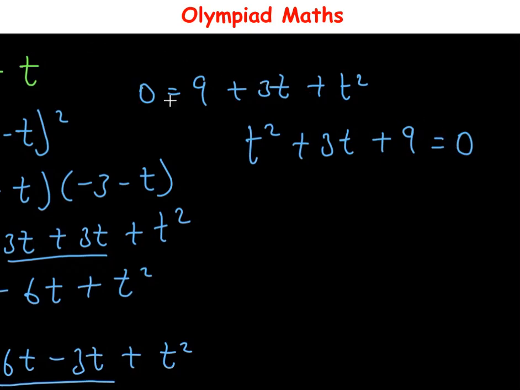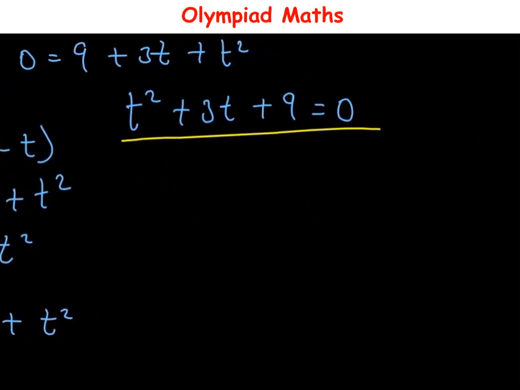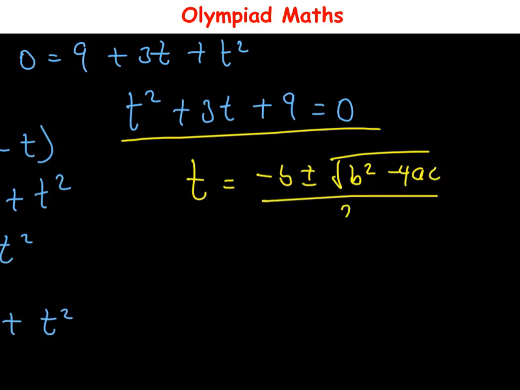So looking at this, what we have is a quadratic equation, and to solve for the value of t, we are going to make use of the quadratic formula. With respect to t, the formula is given by t is equal to minus b plus or minus square root b squared minus 4ac all over 2a. And in this case, the value of a is the coefficient of t squared, which is 1. The value of b is equal to the coefficient of t, which is plus 3, while the value of c is equal to plus 9.